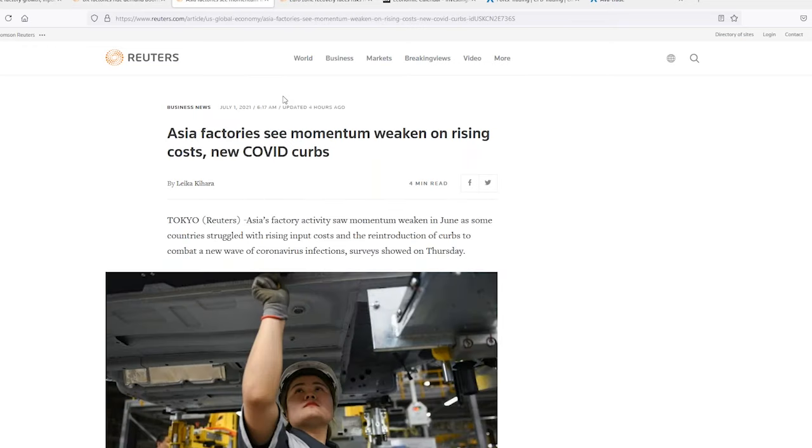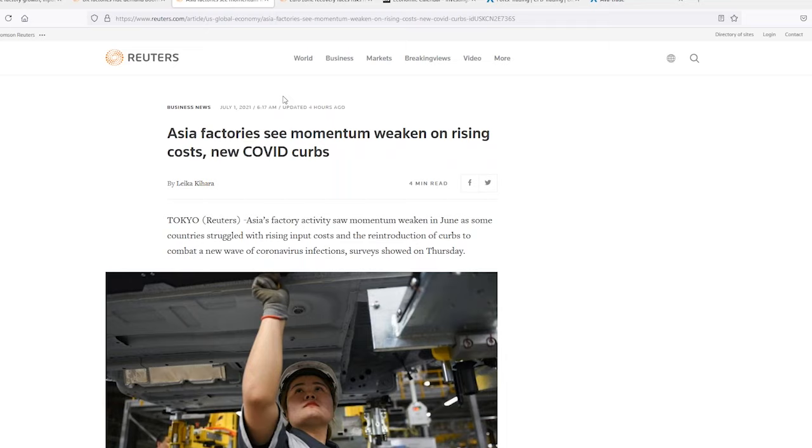Okay, here's the next headline. Asia factories see momentum weaken on rising costs. So it's like a progression. Who came out of the COVID crisis the quickest? Well, it was the Asian countries, specifically China, right? They had a handle on it the quickest. Some say because they knew about it and didn't share the information, and took precautions that the rest of the world couldn't. But in any event, Asia, China in particular, came out of the COVID crisis the quickest.